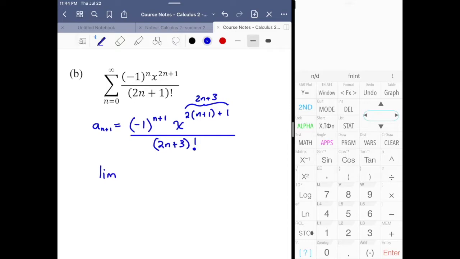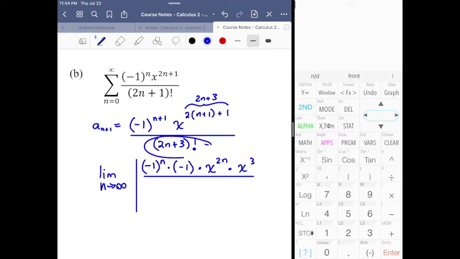So when we set this up, we need the limit as n approaches infinity of the absolute value. I'm going to write this as -1 to the nth times -1, then x to the 2n times x to the third, over, on the bottom here, whether it's this one or this one, we can manipulate one to get the other. So what I'm going to choose to do is manipulate this by saying this is really 2n plus 3 times 2n plus 2 times 2n plus 1 factorial.